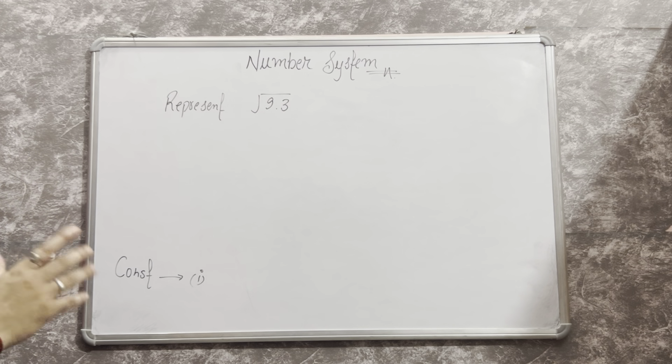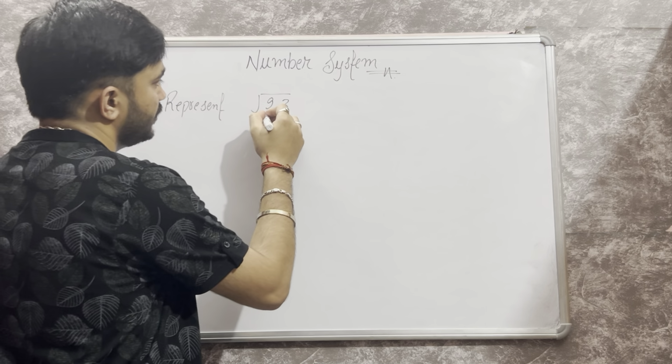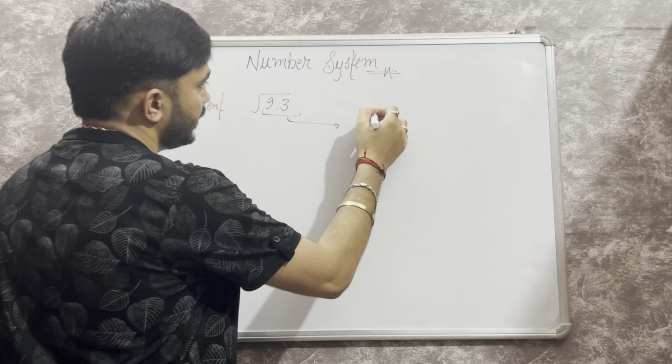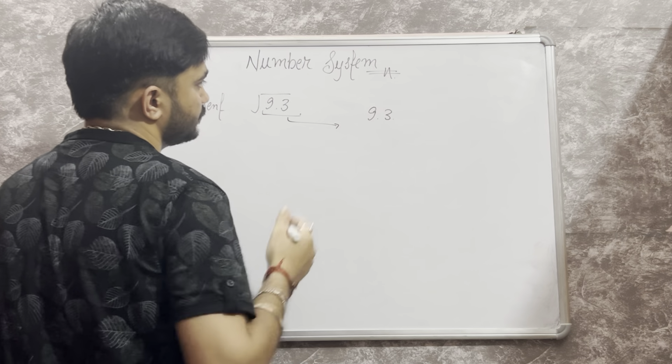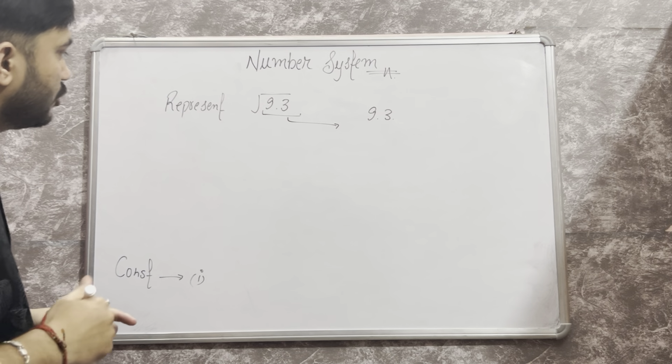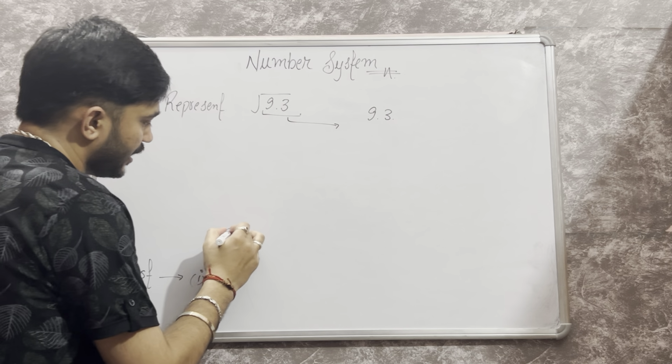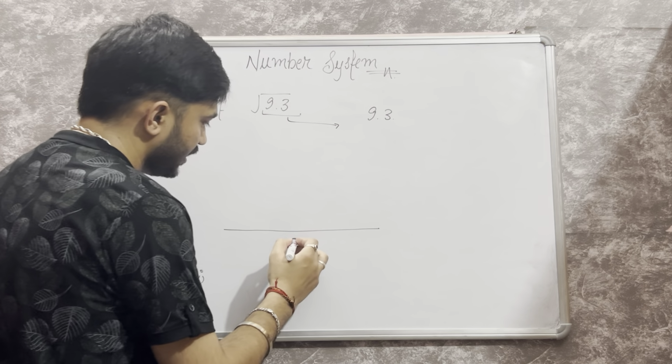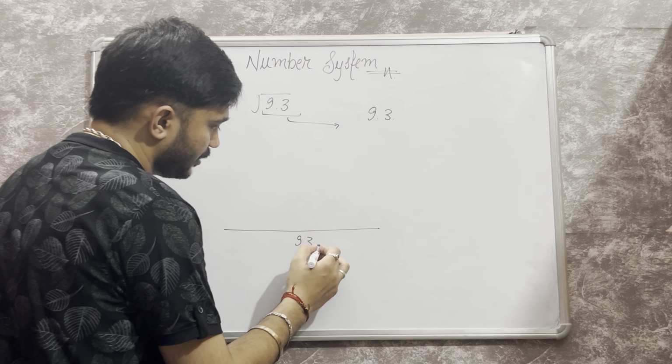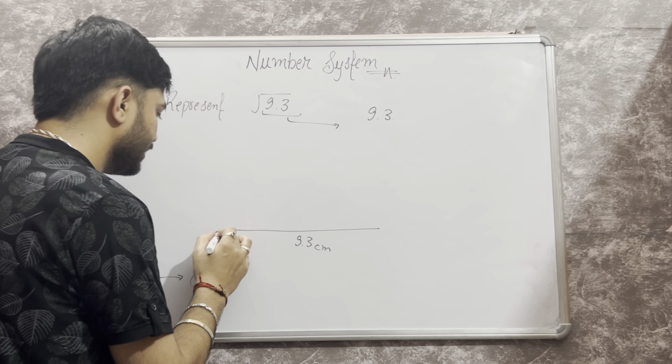So firstly, see what number is given inside this under root. Just like here 9.3 is given to us. So what you are going to do, make a line of 9.3 centimeter here and name it as AB.